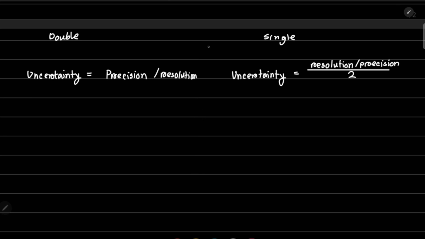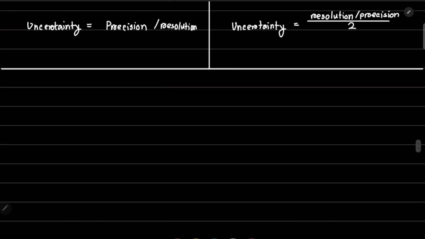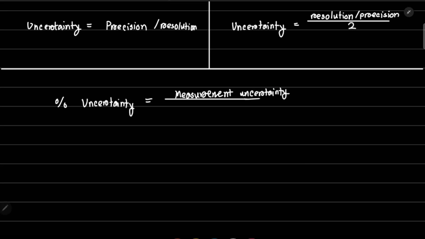Now this is for uncertainty. We'll have to learn how to calculate percentage uncertainty as well. The percentage uncertainty is given by this formula, which is the measurement uncertainty divided by the measured value, and then we multiply it with 100.